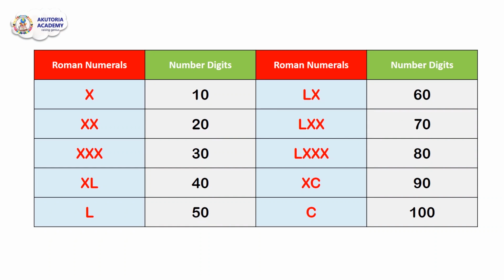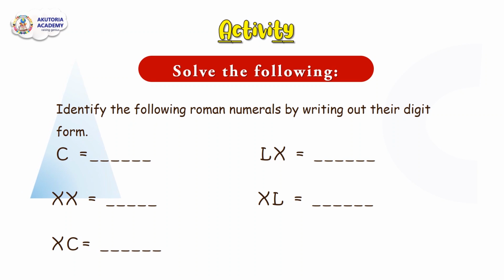So we've come to the end of today's class. Here is a summary of what was learned. So this is the Roman numerals from 10 up to 100. Go through them and try out the activity in the activity page, and I'll see you in my next class.